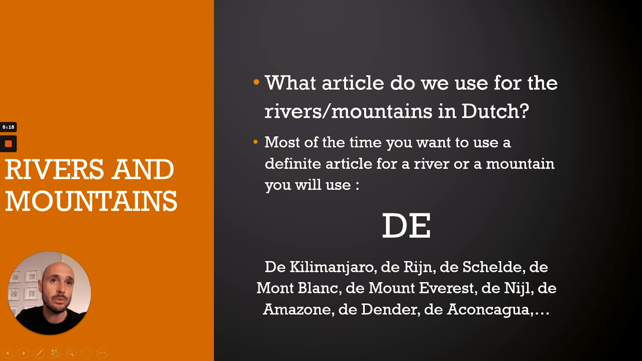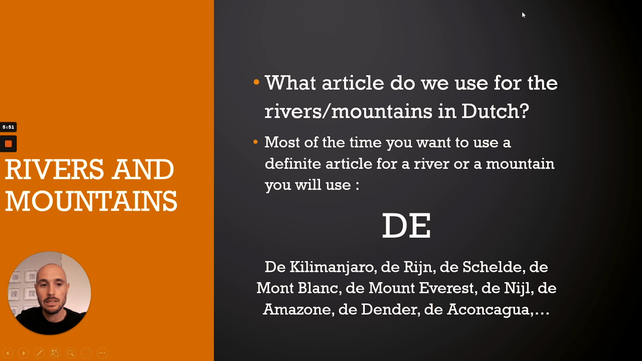So there we continue, and then I want to speak about rivers and mountains. Now, this is a rule which applies most of the time. So this is a general indication, but it's not watertight. So do remember that. But in general, we can say that mountains and rivers, if you want to put a definite article in front of them, you will use de. As for instance, de Kilimanjaro, de Rijn, de Schelde, de Mont Blanc, de Mount Everest, de Nijl, de Amazone, de Dender, de Aconcagua. So you can see these are mountain or river names, so you will use the article de.